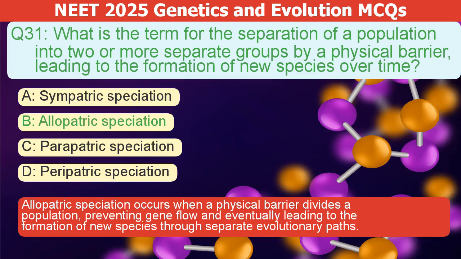The correct answer is B. Allopatric speciation happens when a physical barrier splits a population, preventing gene flow. This eventually leads to new species forming along separate evolutionary paths.